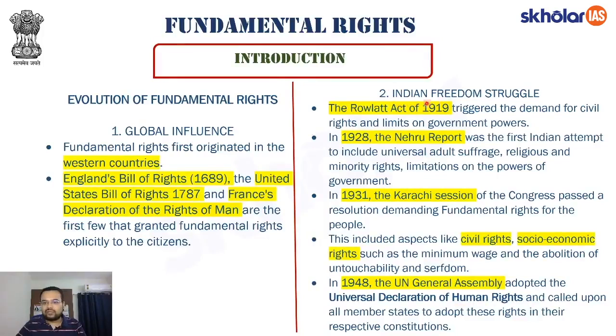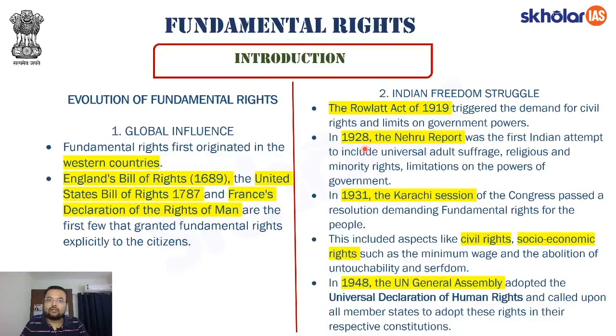Coming to the Indian freedom struggle, the Indian freedom struggle also played an important role in the evolution of fundamental rights. How exactly did that happen? We have studied in modern history about the Rowlatt Act of 1919. What exactly was the Rowlatt Act? All we need to keep in mind is that civil liberties of the people were compromised by several actions which were taken by the British government, and during that time, the demand for civil rights and limitations on the powers of the government rose, because essentially the government was acting in a despotic manner.